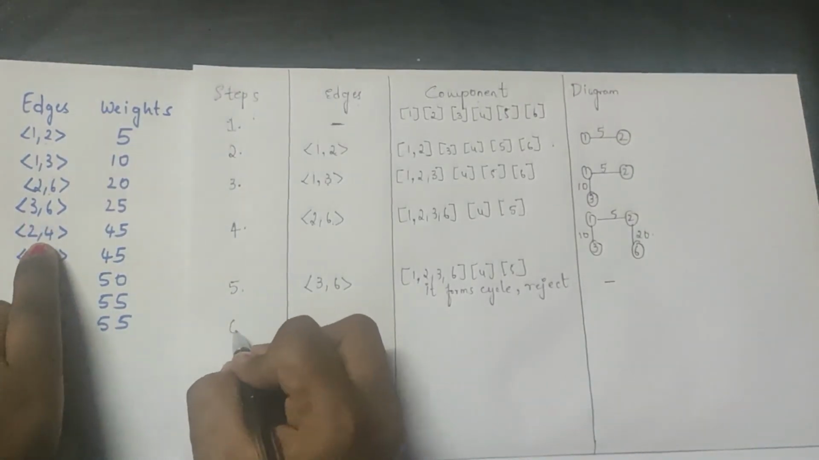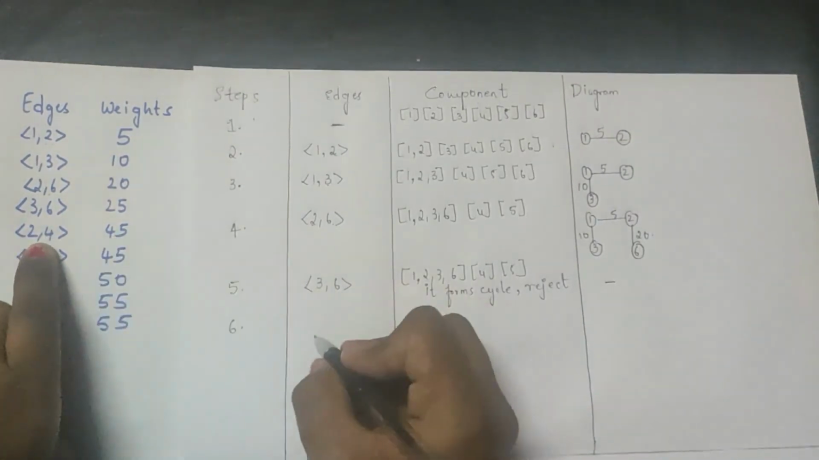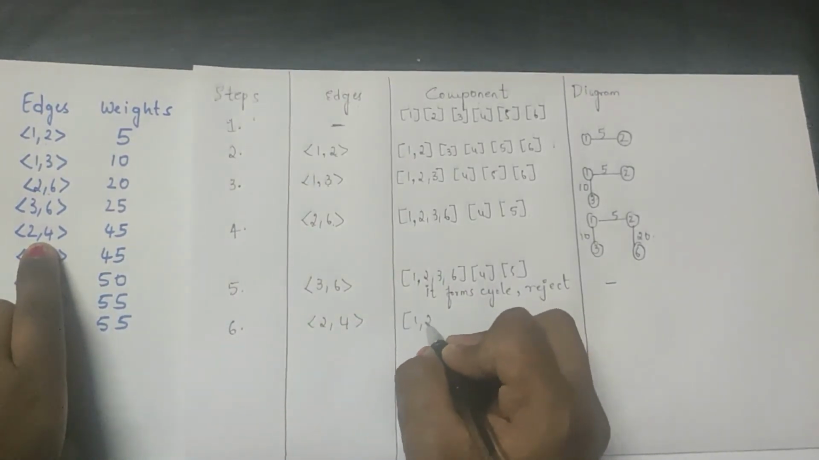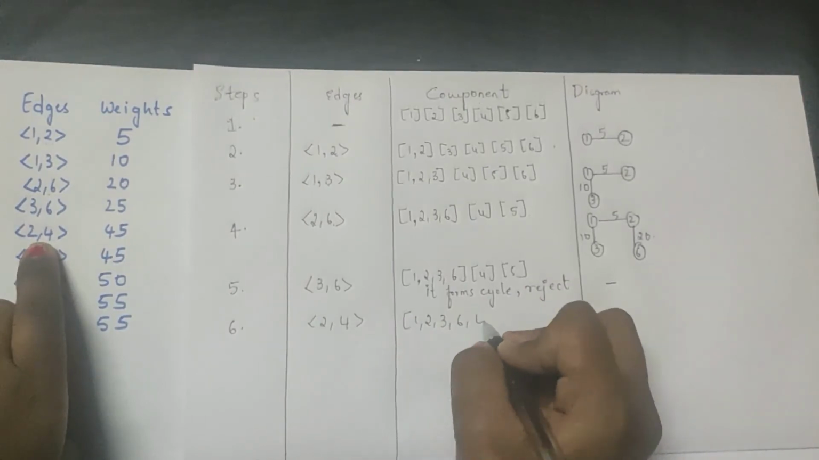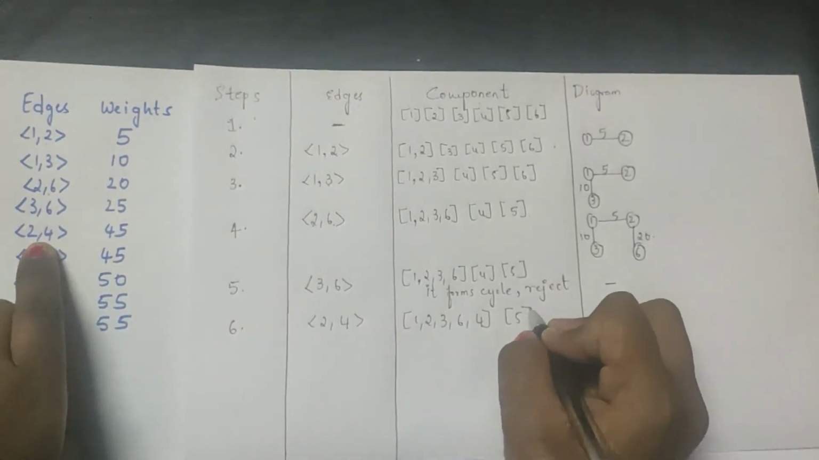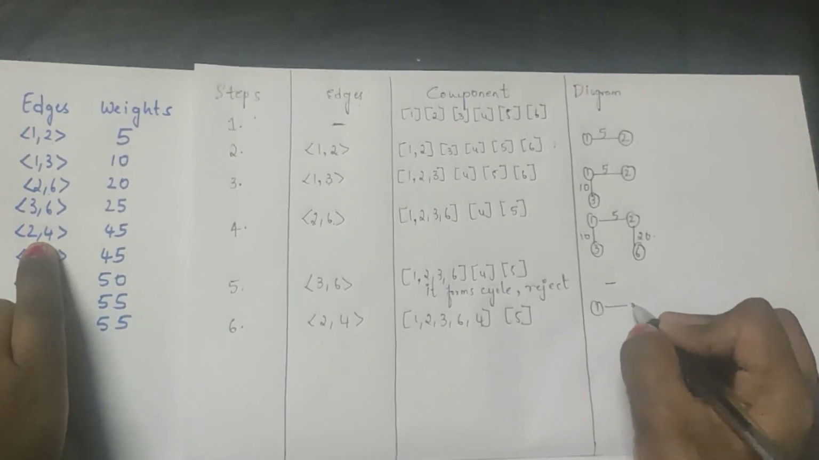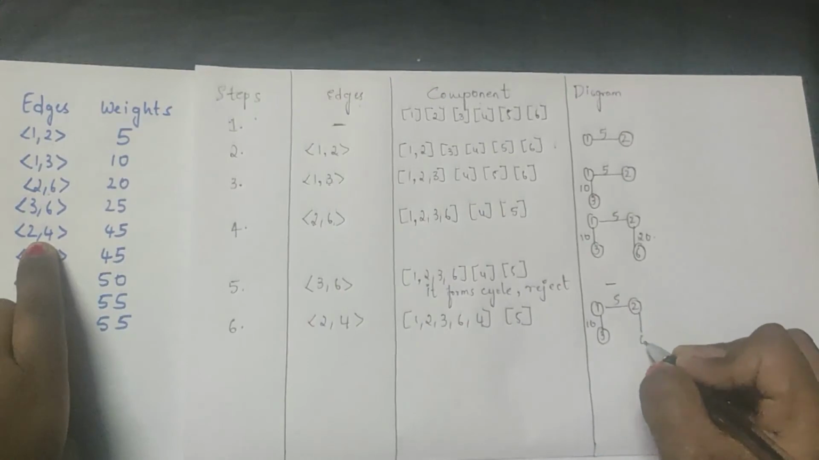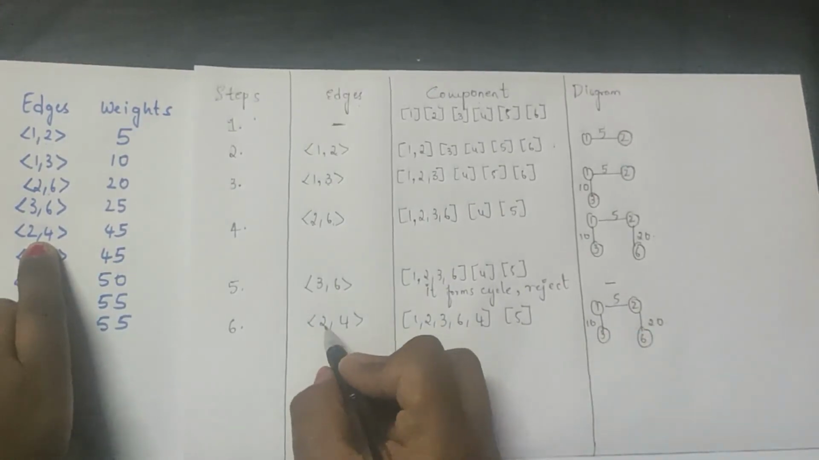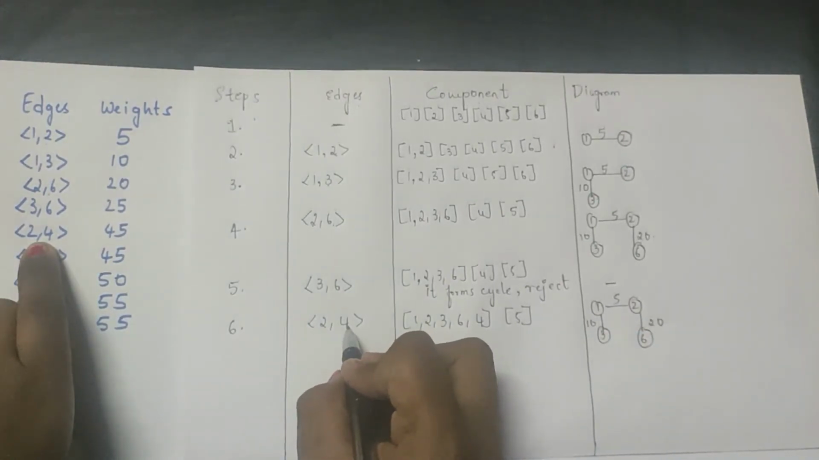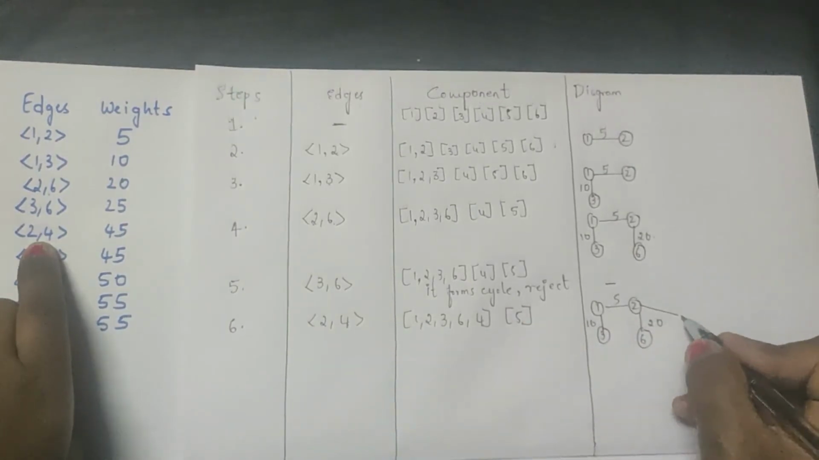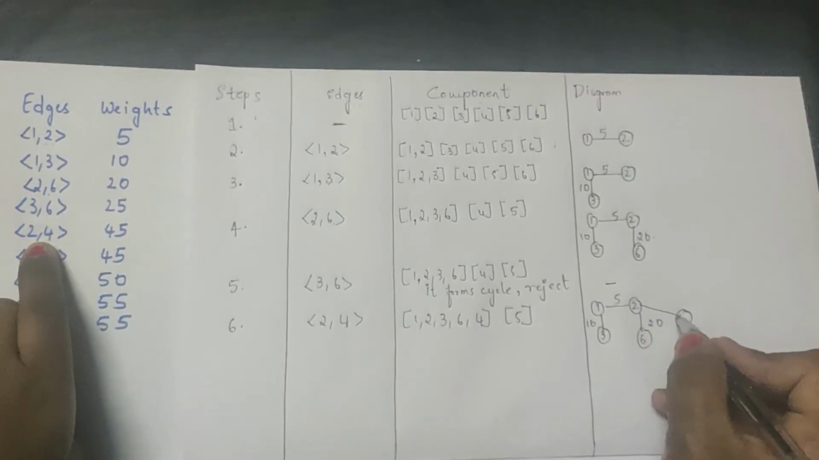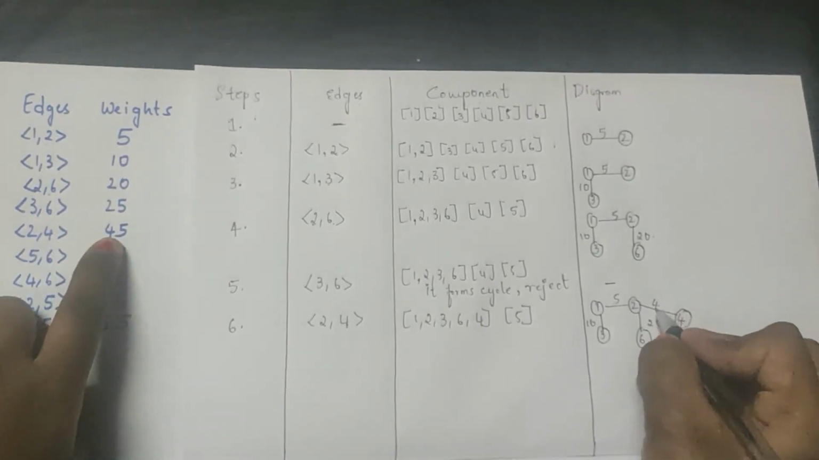Now step 6. So we go to the next edge, that is 2, 4. Now 4 comes into this component. Remaining is 5. So 1, 2, 2, it's 5, 10, 6, 20. Now from 2 you need to draw a line to the node 4. So from 2 I'll draw a line to the node 4 and it does not form a cycle. So I can draw it and the cost is 45.